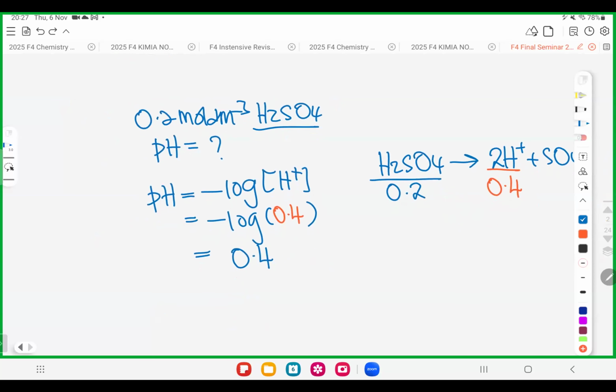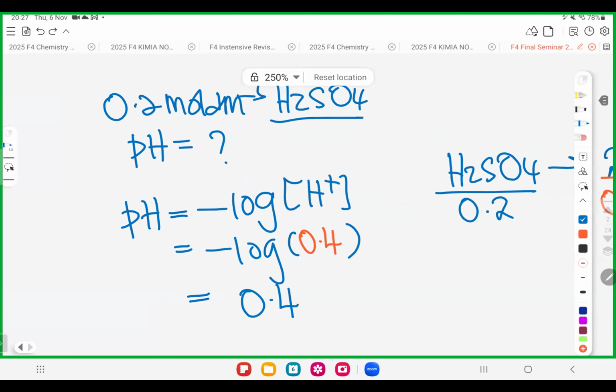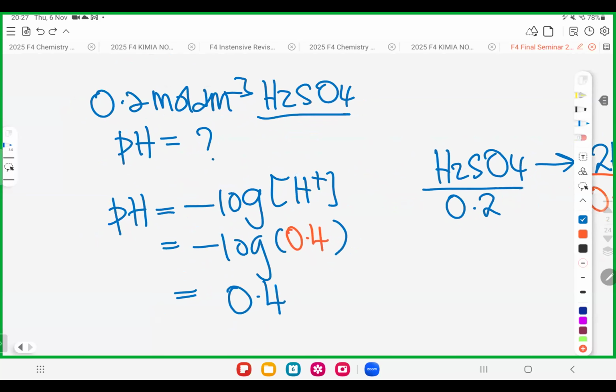Okay, so guys, let me know in the chat box, do you understand how to solve this pH calculation question?